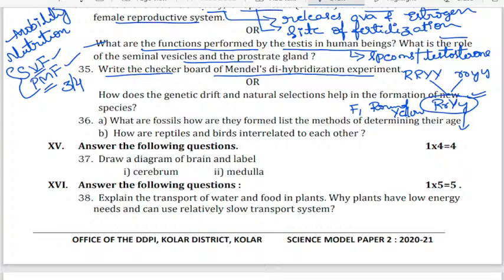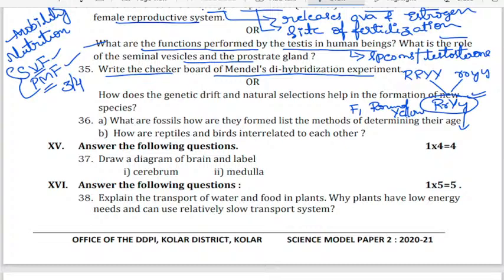So the next question is, how does genetic drift and natural selection help in the formation of new species? Anybody try, children? Try to answer. This is a little bit, not a direct question. Tell me, how do genetic drift and natural selection help in the formation of new species? How do they help in the formation of new species?